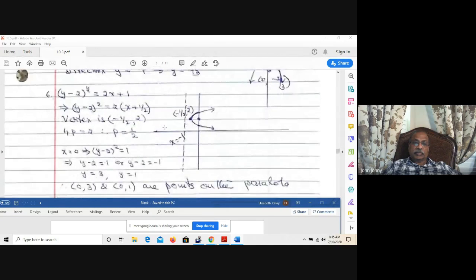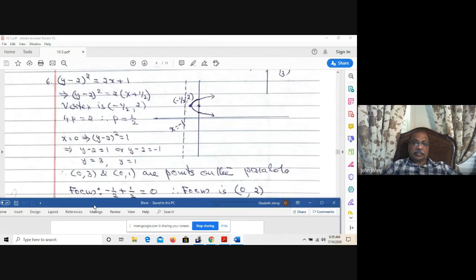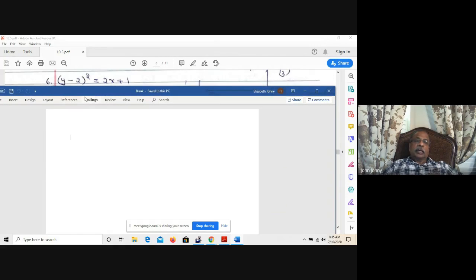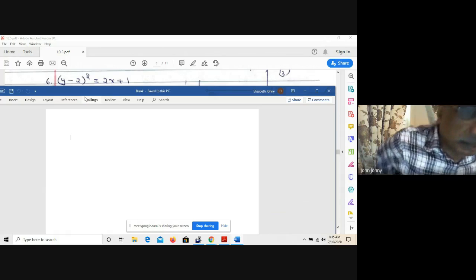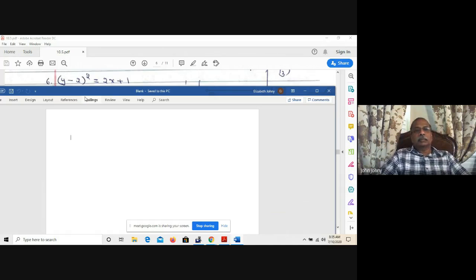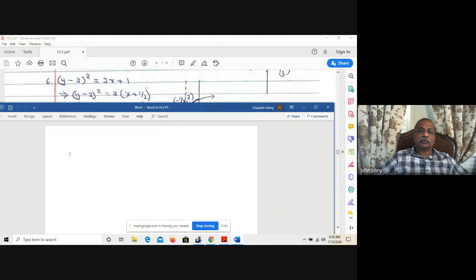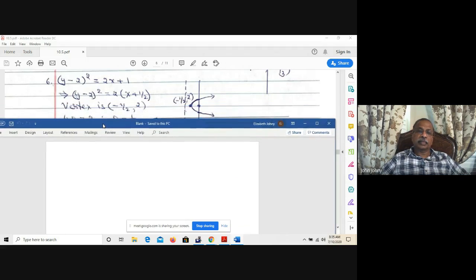Number 6, the same kind of question, but here there is a shift. (y minus 2) the whole square is equal to 2x plus 1. First you factor out a 2 from the right side. So when you factor out a 2, you get 2x plus 1 is 2 times (x plus 1/2), because when you distribute 2, you get 2x plus 2 times 1/2, which is 1. So (y minus 2) the whole square is 2 times (x minus negative 1/2).